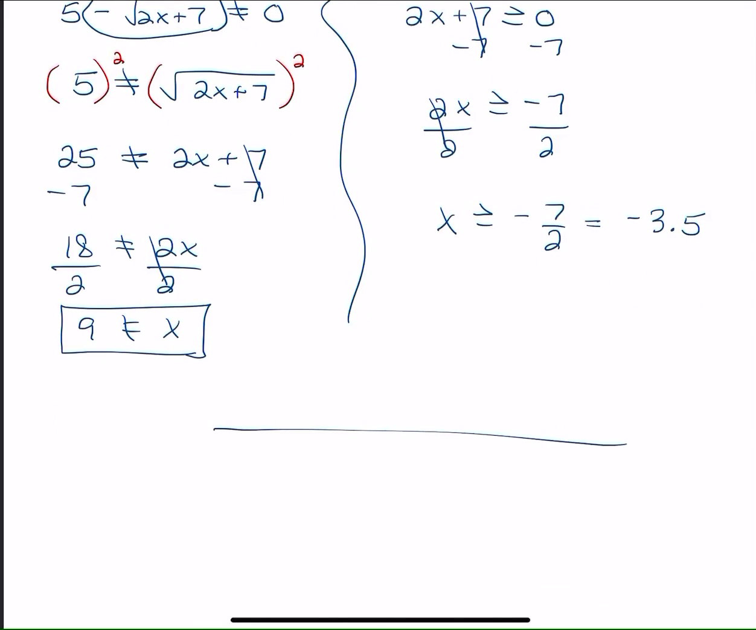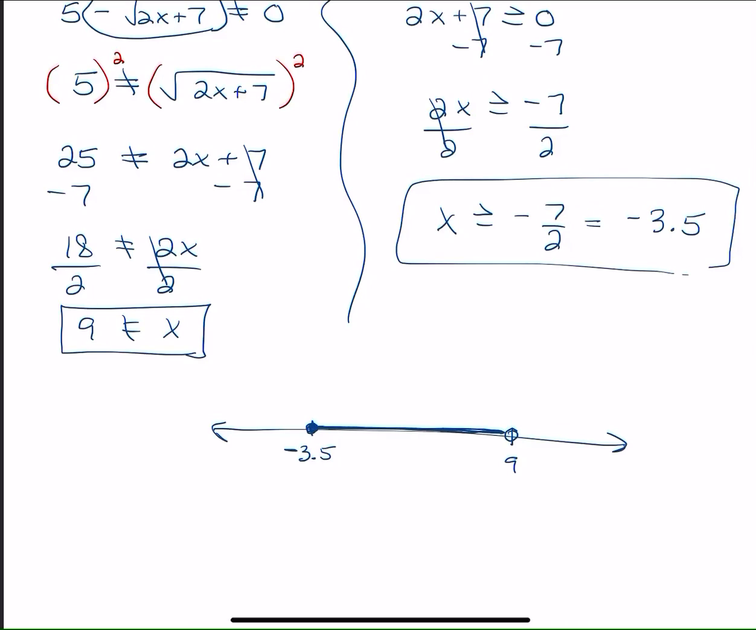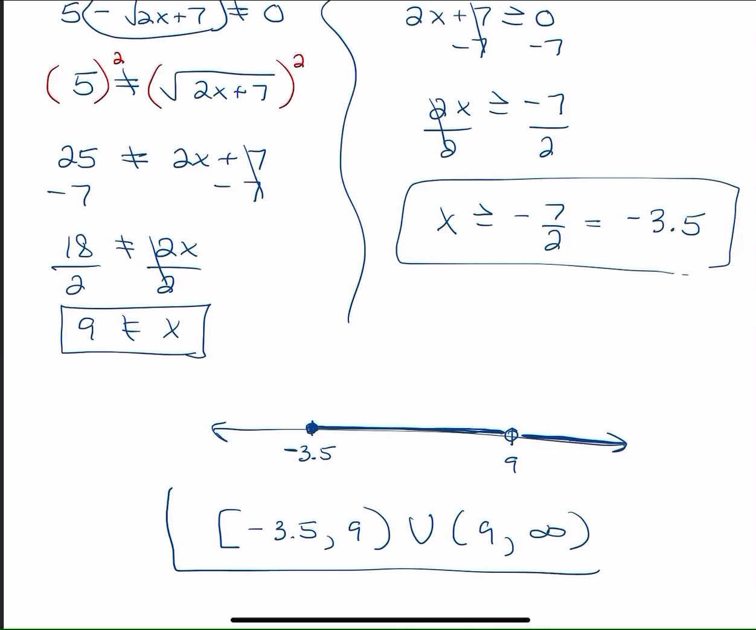So here, if you look at the number line, and this always helps to visualize what's going on, you've got a hole at 9, and then this part says x is greater than or equal to negative 3.5, or 7/2. So you're going to have a closed circle, and it's going to be everything up until 9. It'll jump over 9 and then go to infinity. So you're going to have negative 3.5 up to 9 unioned with 9 to infinity will be the domain for that function.